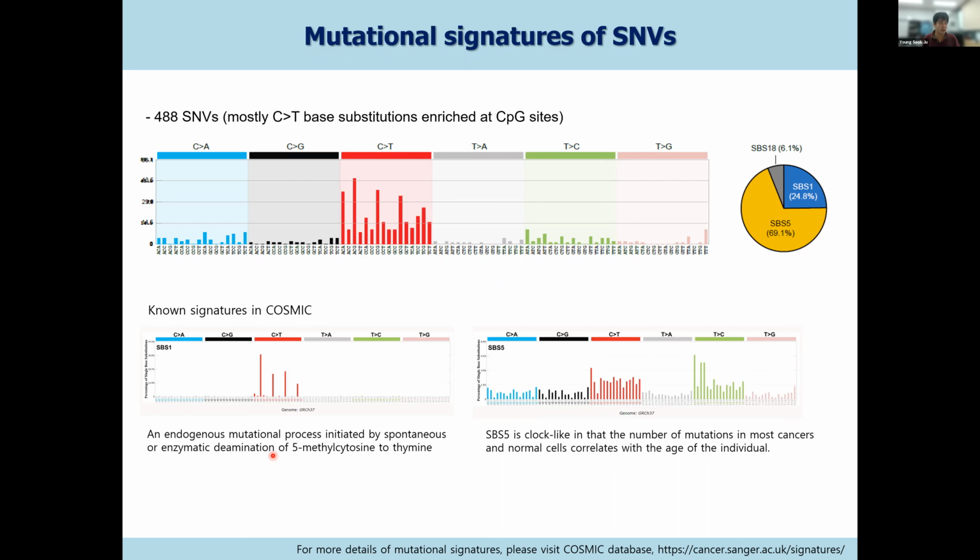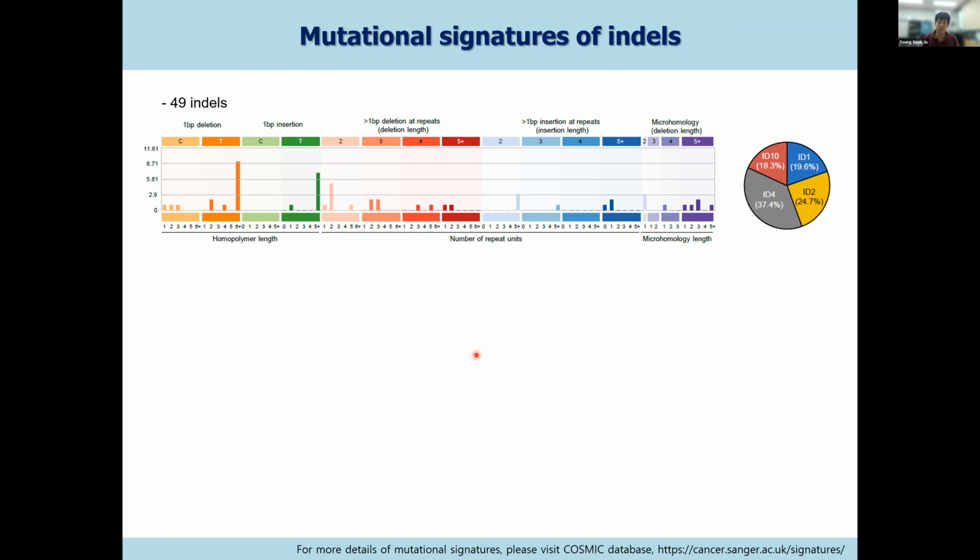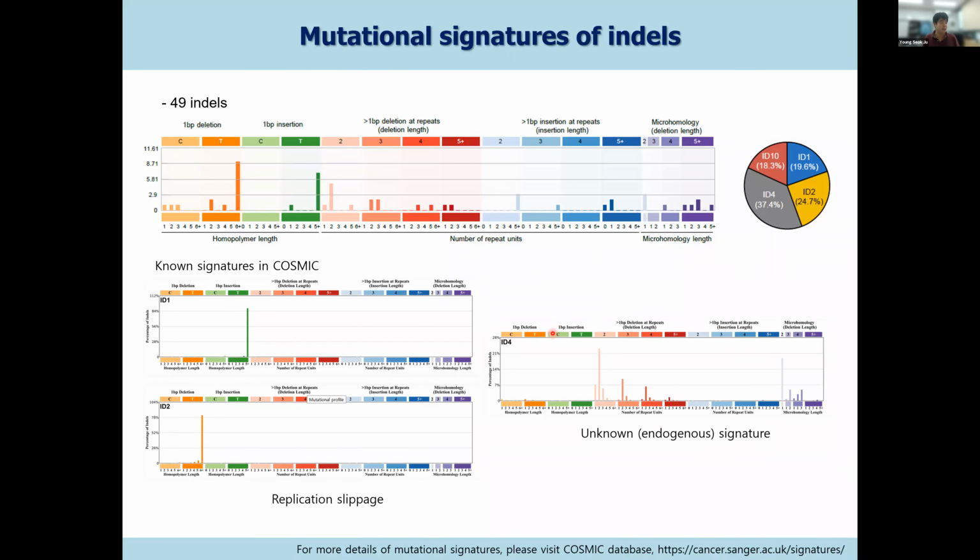So we can confirm that the early embryo mutations are acquired by errors of DNA replication or some endogenous processes. From indels, we can do a similar analysis, and many of the indels are acquired by replication slippage in homopolymer regions, or by some unknown but endogenous signatures already deposited in COSMIC. So we can also confirm that indels are acquired in the early embryonic stage, and the mutation signatures are well explained by endogenous mutational processes.